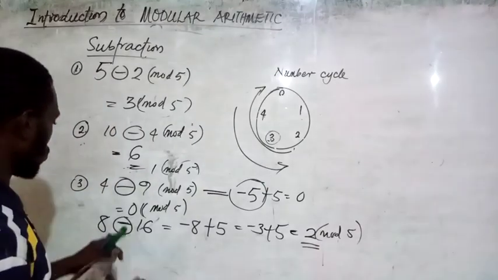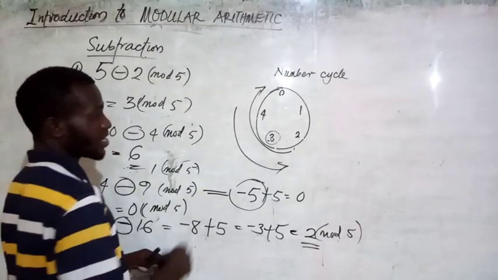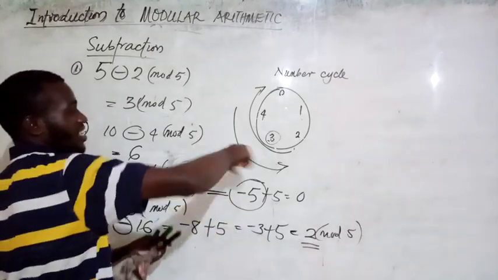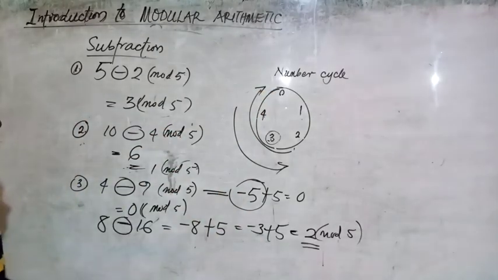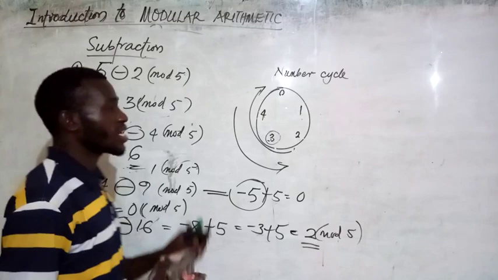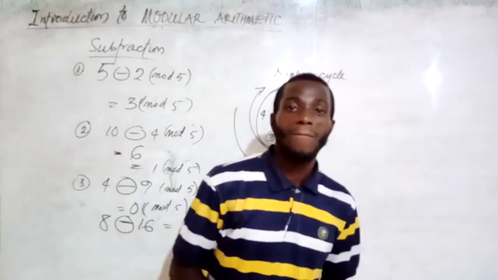But the other thing you could also do is go round and round again, but that is going to take your time. Alright, so that's basically it for addition and subtraction in modular arithmetic.